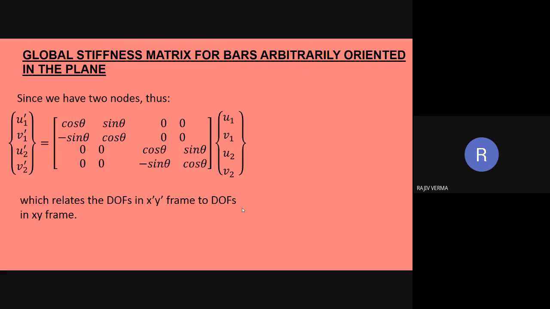Now this equation relates the degrees of freedom in the local to the global frame, or in matrix approach, d dash is equal to T multiplied by d. And also notice here, since d dash and d both happen to be column vectors, that is column matrices, they are represented by curly brackets, where the matrix in between, that is the transformation matrix, is represented by square brackets.